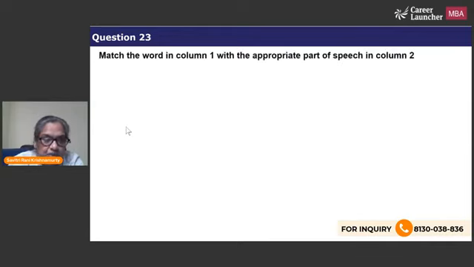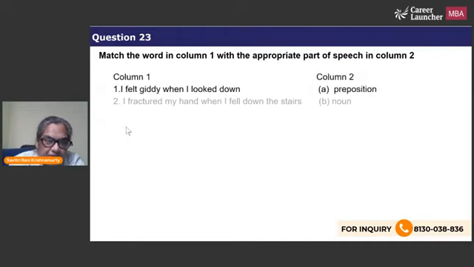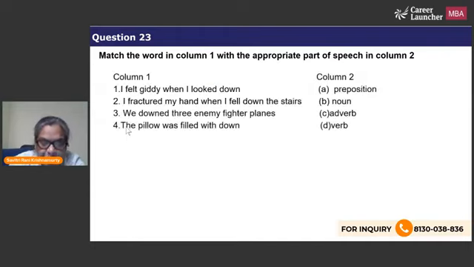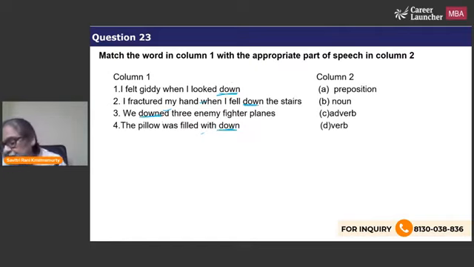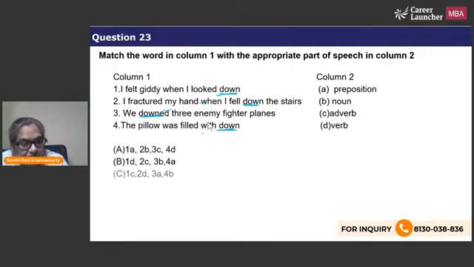All memory based. So, all right. So now let's quickly see whether you know your parts of speech properly. The word down has been used in 4 different sentences, right? Match the part of speech that down represents in each of the sentences and give the answers accordingly. Options are given to you.